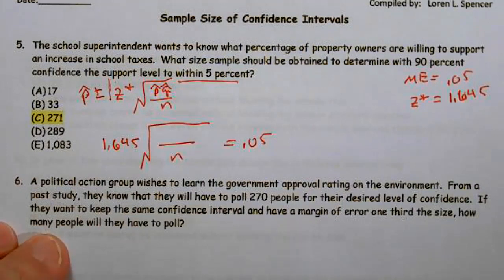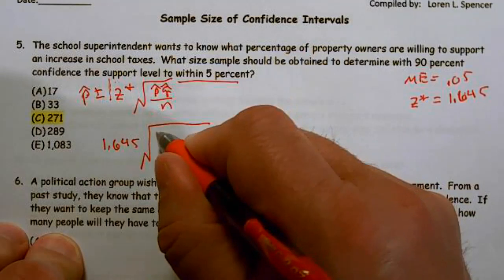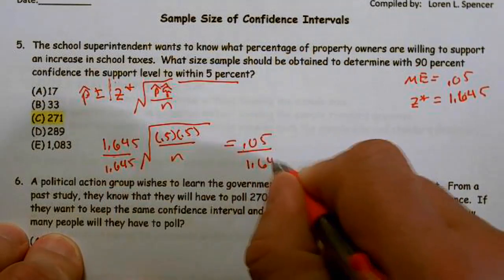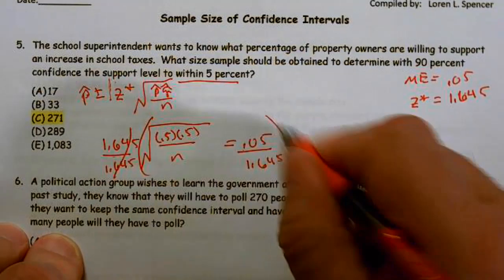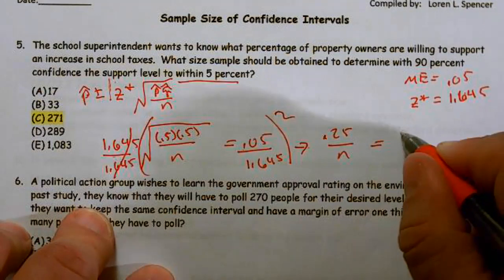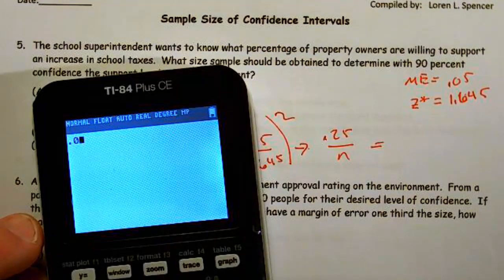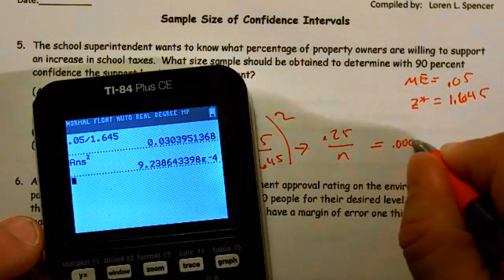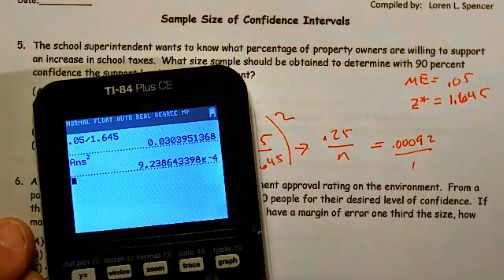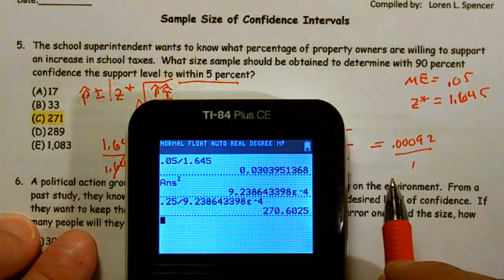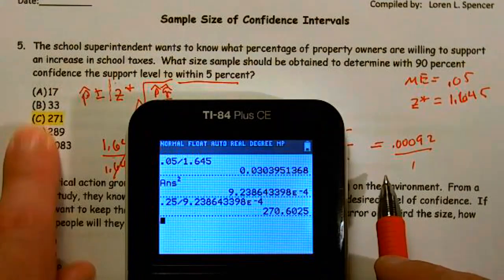Now, when I look at this, the one thing I noticed, they did not give me a P hat. When they don't give me a P hat, I'm going to have to use 0.5. At this point, I'm going to divide both sides by 1.645. And that's gone away. And now I'm going to square this whole thing. So this gives me 0.25 over N equals 0.05 divided by 1.645. And I'm going to go ahead and square that. So I get 0.00092, etc. And I'm going to take 0.25 right here divided by that super small number. And I get 270.6. We're always rounding up. Best answer is 271.